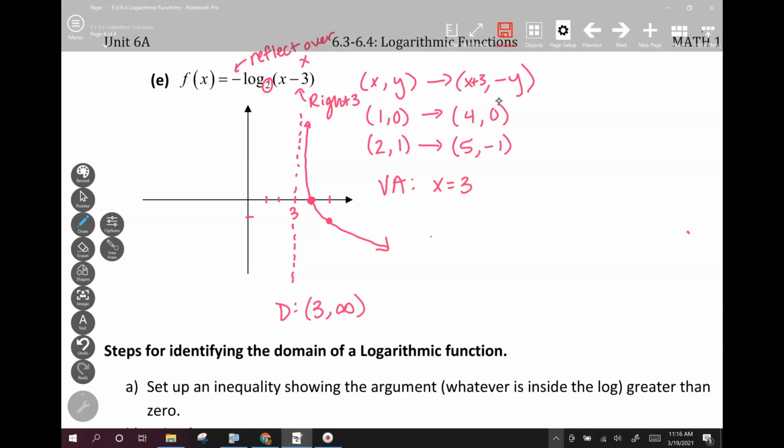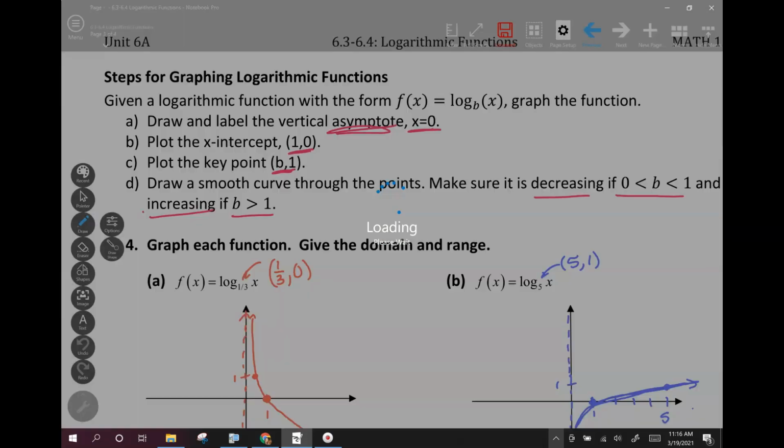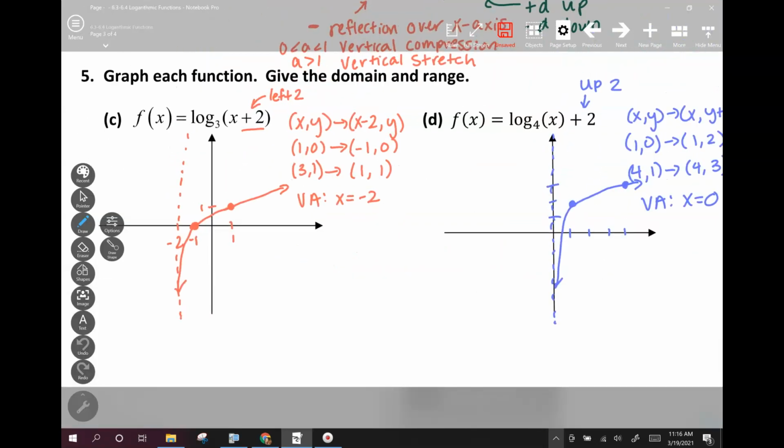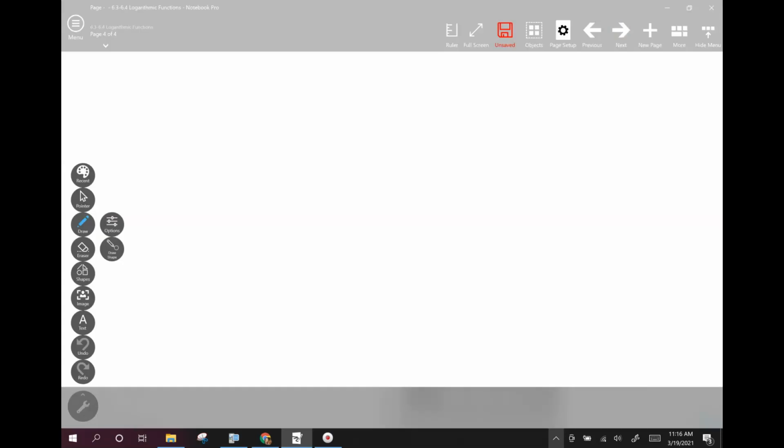On our previous ones that we just did, right here, our domain starts at 0 and goes to infinity because of the vertical asymptote. It's always where the vertical asymptote is. This one starts at negative 2 and goes to infinity. And the range for all of them is all real numbers.